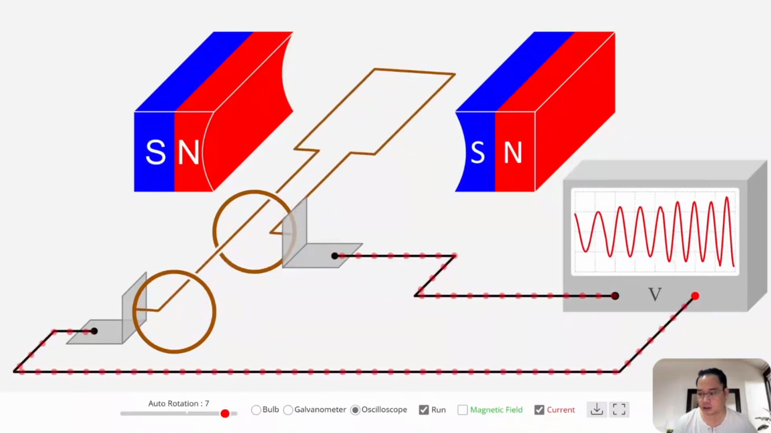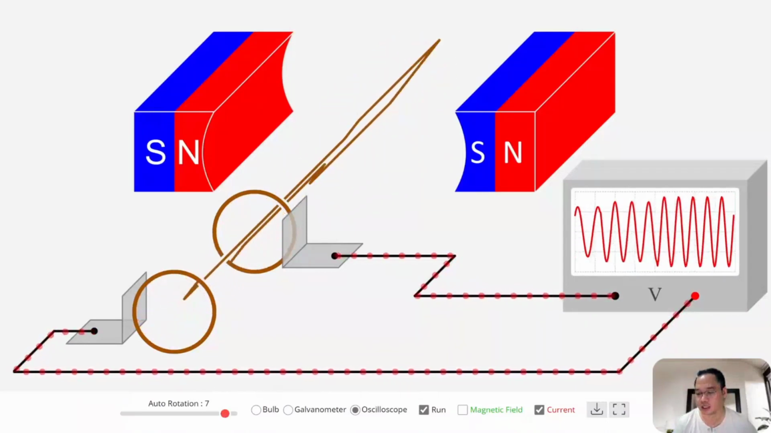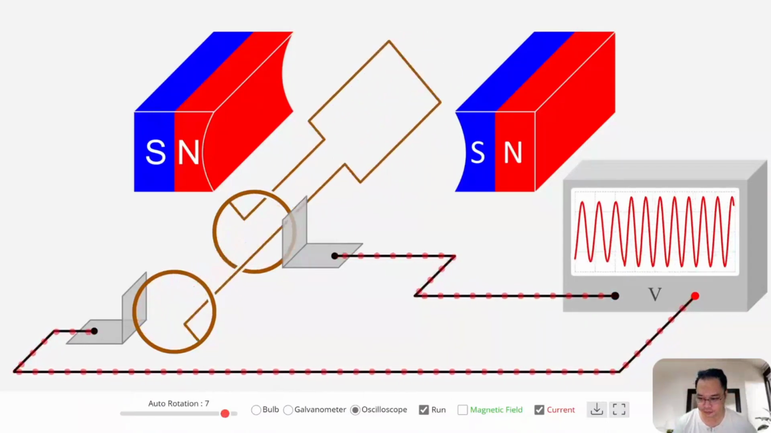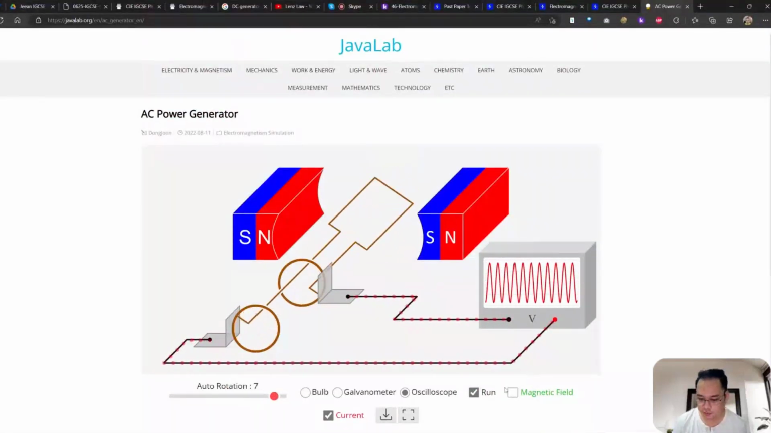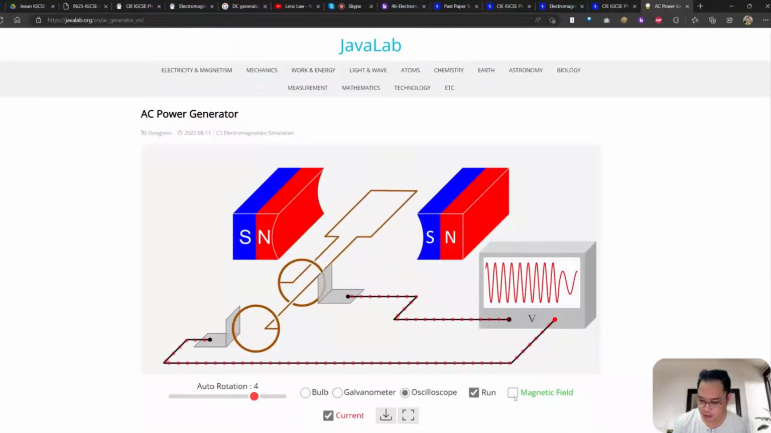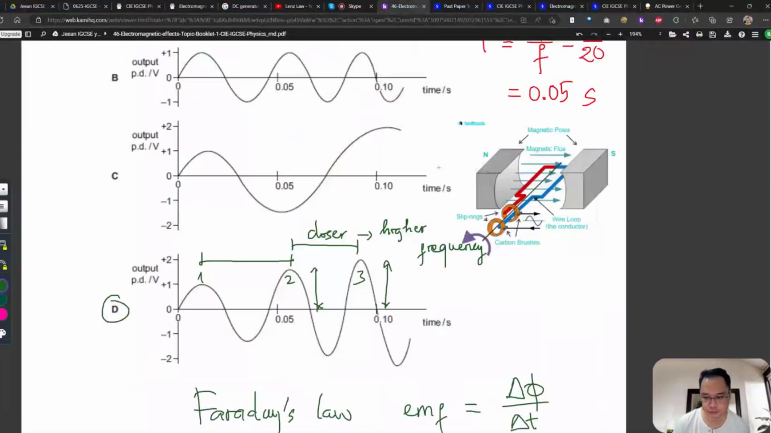meaning the current not only increases in magnitude, but also increases in frequency. Okay? The increase of the magnitude, the height of the peak, is explained by Faraday's law. Okay, again, Faraday's law.